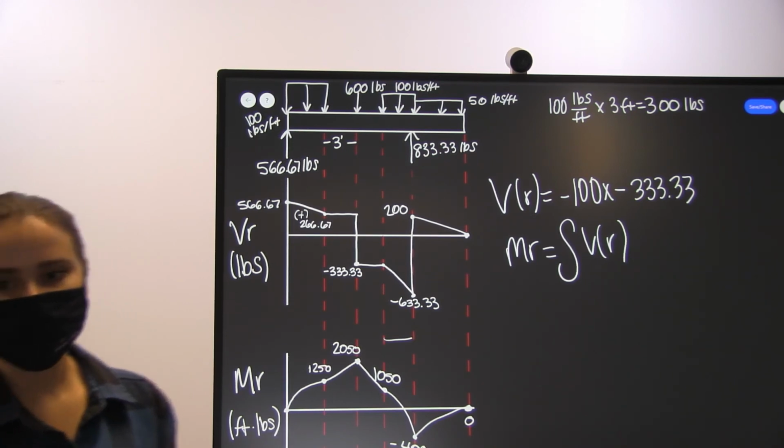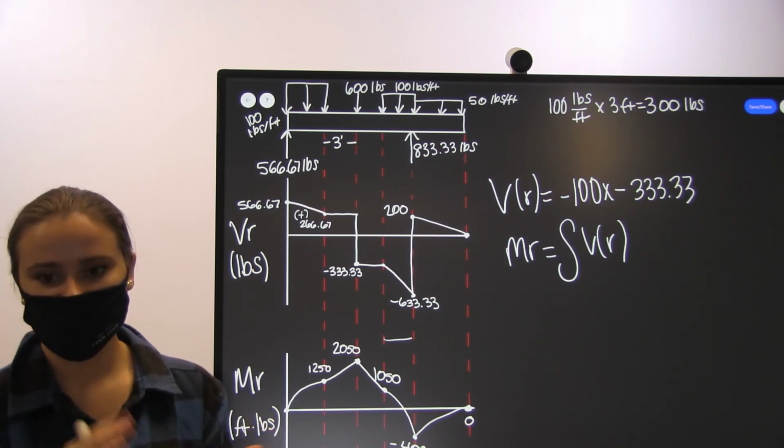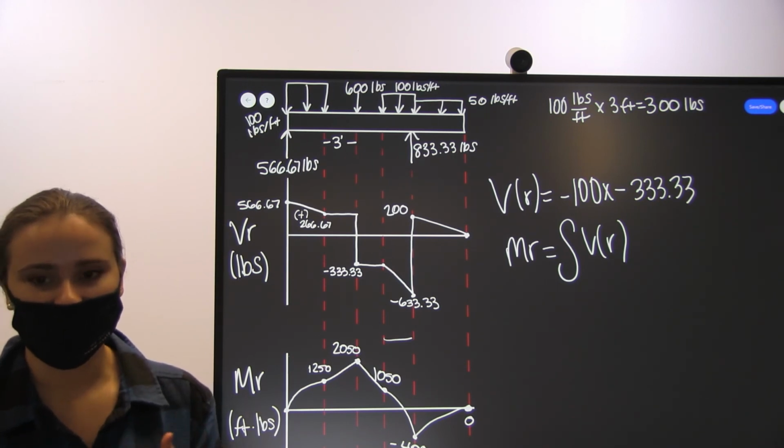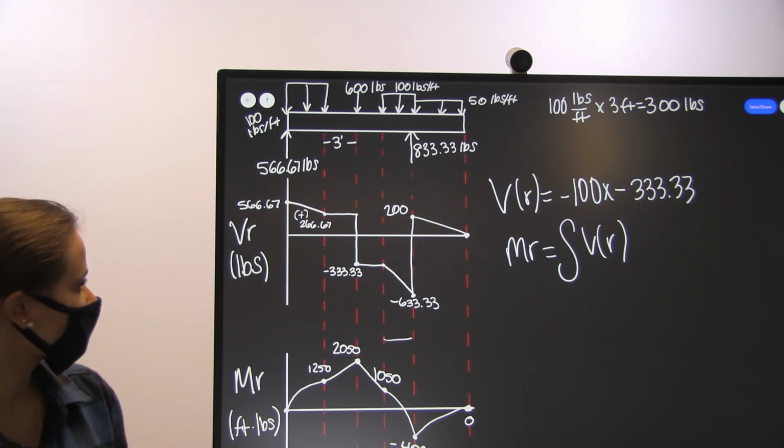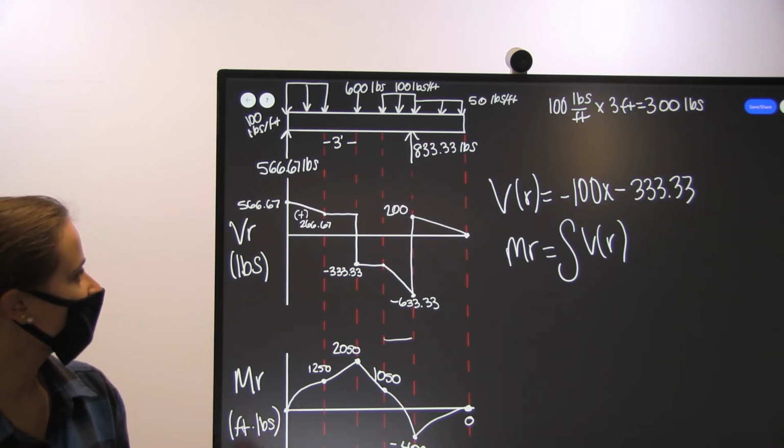So once you're either doing the area under the curve or the integral, that's exactly how you want to take it and solve it out. Alright, and that's our shear moment diagrams for the beam in the hotel.